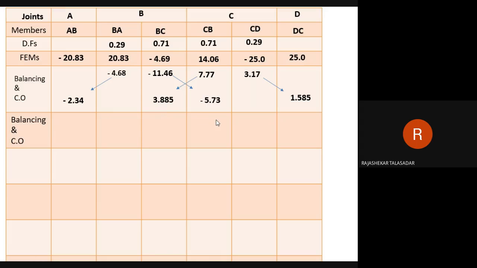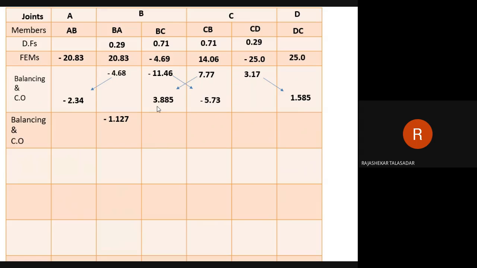So what is the balancing moment? Minus 3.885. Very good. Now, what is the contribution for BA? Balancing moment multiplied by the distribution factor of BA. That means minus 3.885 into 0.29. How much does it come to? Minus 1.127. Okay, I think the same, one digit variation, fine. But you are getting this much, isn't it?